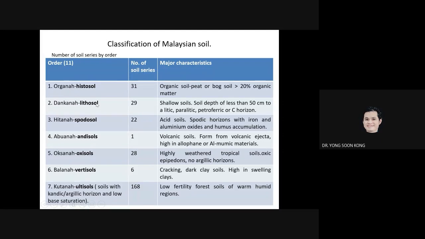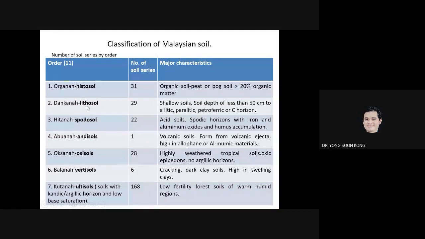Okay. So the first one, histosol. How many soil series? 31. Histosol, usually we're talking about peat soil, which has more than 20% organic matter. How do you know this? You can only know this after you complete the loss on ignition test. You burn it, then you see whether the weight decreases by 20%. If it's more than that, this is histosol. Quite easy to do.